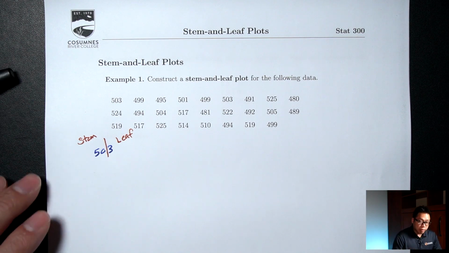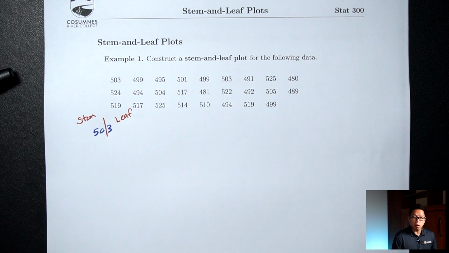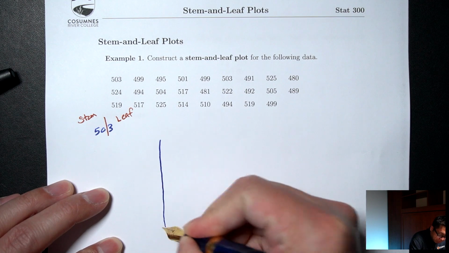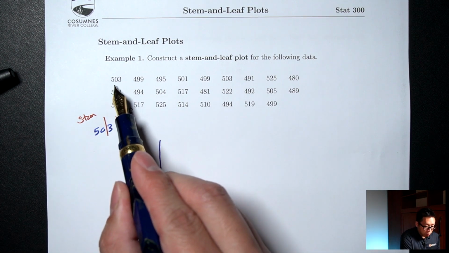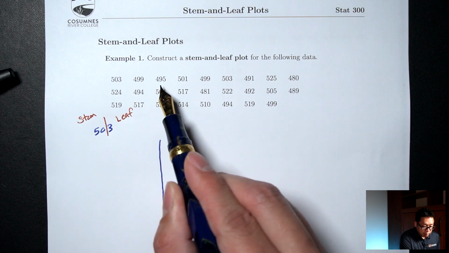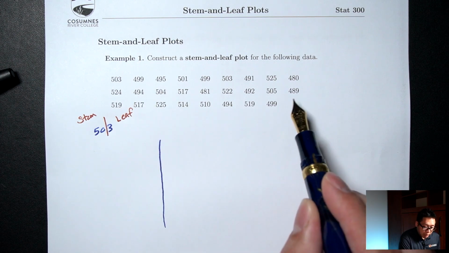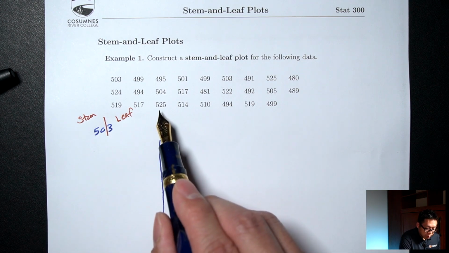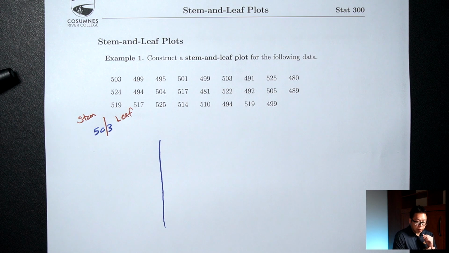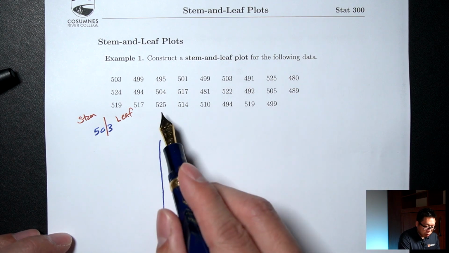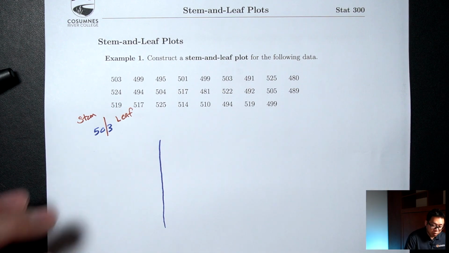And the way we're going to make our stem and leaf plot is we're going to first list out all the possible stems in my data. Okay, so the stem for 503 is 50. The stem for 499 is 49. 495 is 49. I have some 48s. What else do I have? I have some 51s, some 52s. So it looks like if I look at my stems, which is just the first two numbers in my data, I have 48 all the way up to 52. So I'm going to list out all the possible stems.